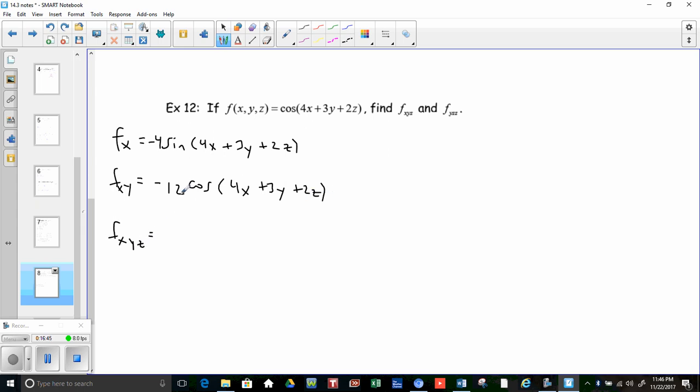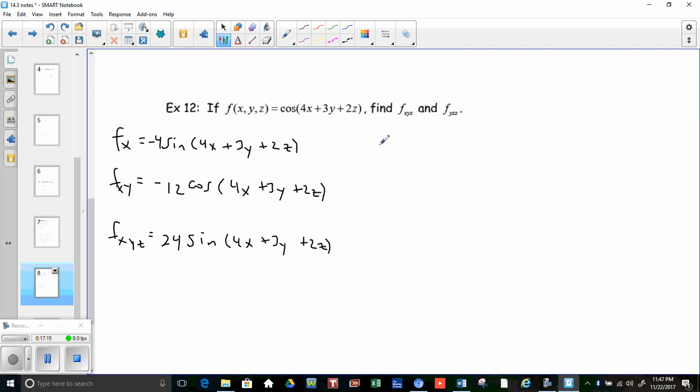So now I'm going to take the derivative of this whole thing with respect to z. Again, I'll have a constant out front. The derivative of cosine is negative sine, so it's going to change that to a positive. So we'll have positive sine 4x plus 3y plus 2z times the derivative of the inside, which is 2 with respect to z, so that's going to make this 24. So there's your partial of f of x, y, z in that order.